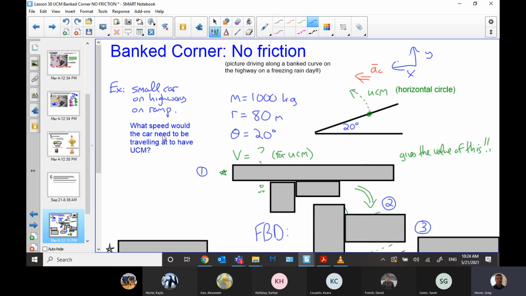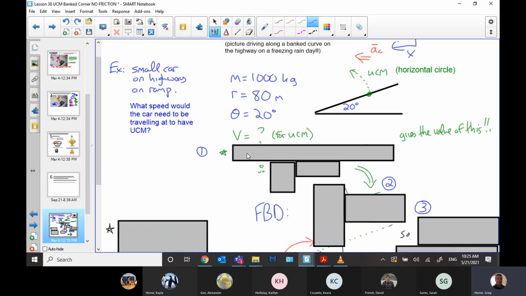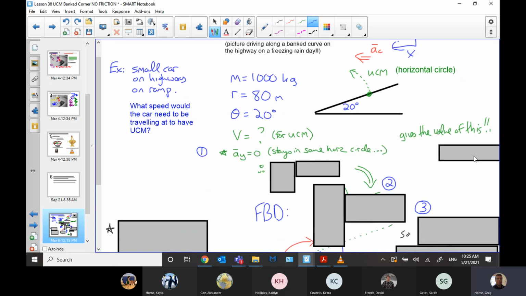What speed would the car need to be traveling to have uniform circular motion if there's no friction? So there's a specific speed. If it was going too fast, it would slide outwards. If it's going too slow, it'll slide down the hill, right? Given the mass, in this case, I think you'll see in the end that we don't need it. But sometimes it's easier just to work with mass as we go, right?